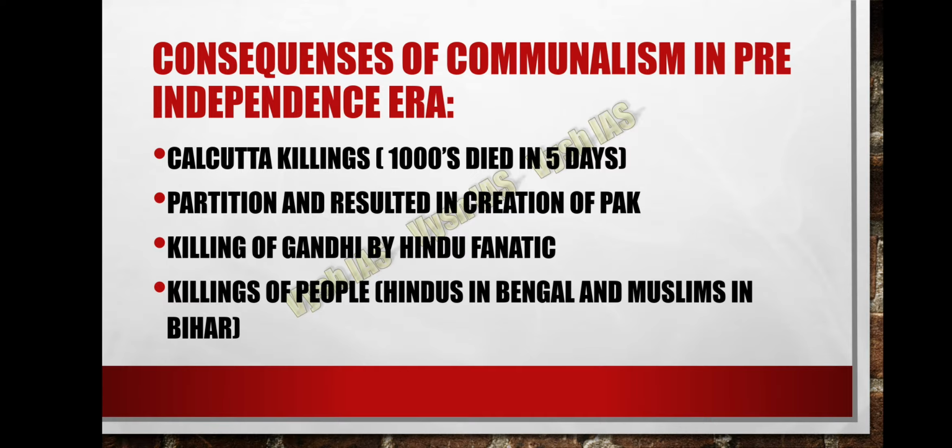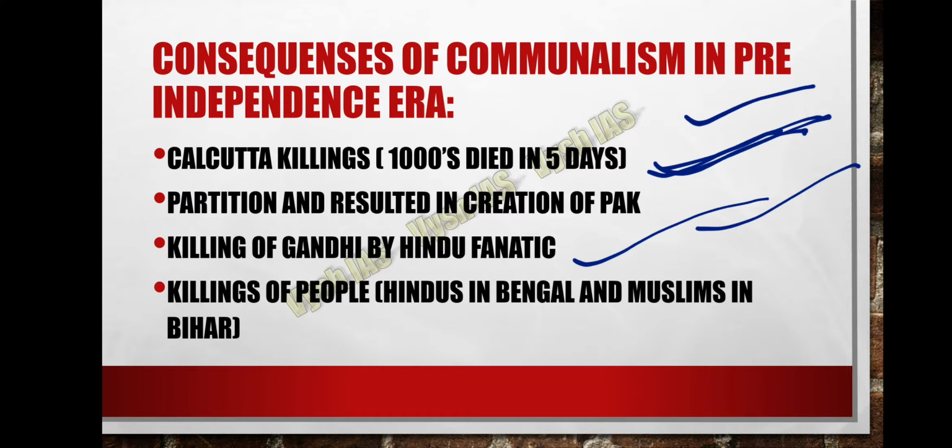Okay, so what are the consequences caused by communalism in pre-independence India? We can see the Calcutta killings. Thousands actually died in the communalistic violence that took place in Calcutta. Thousands died in a span of 5 days. And partition also resulted in the creation of a new state, that is Pakistan. And we can see the killing of Gandhi by a Hindu fanatic. So this is also a consequence of communalism in India before independence.